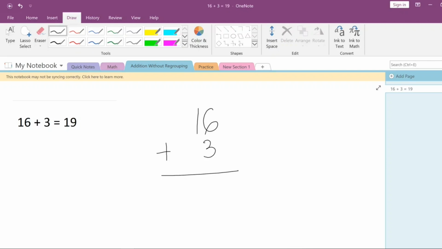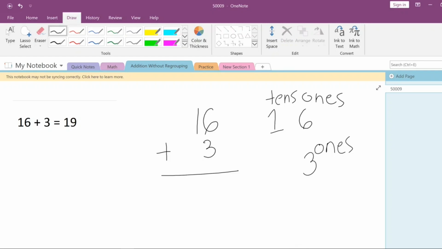Remember, when you had your number bond, when you have your ones and tens, 16, which do you think is ones and which do you think is tens? So with 16, 6 is ones and 1 is tens. Right? How about 3? 3 is only one number. Is it tens or ones? 3 is ones. Okay.